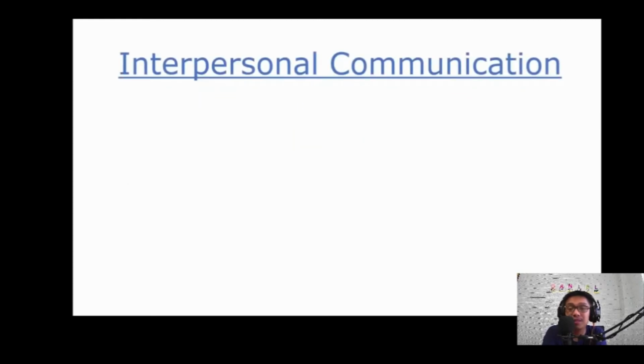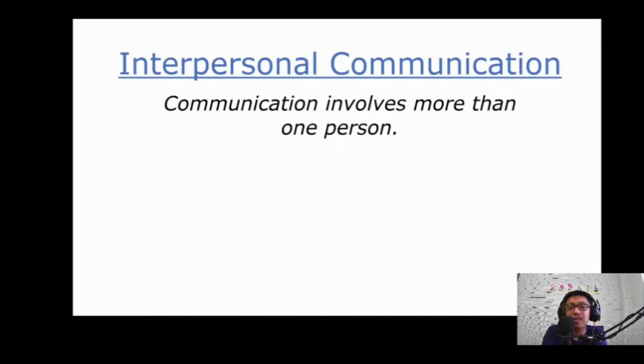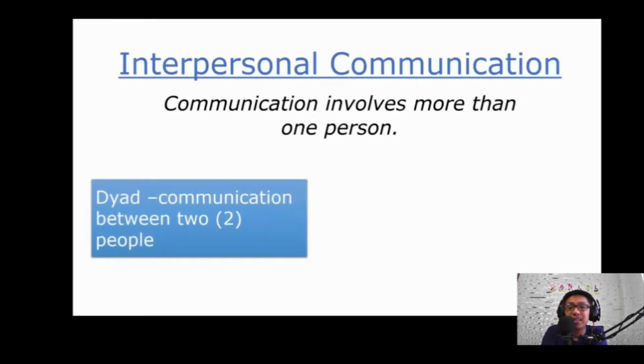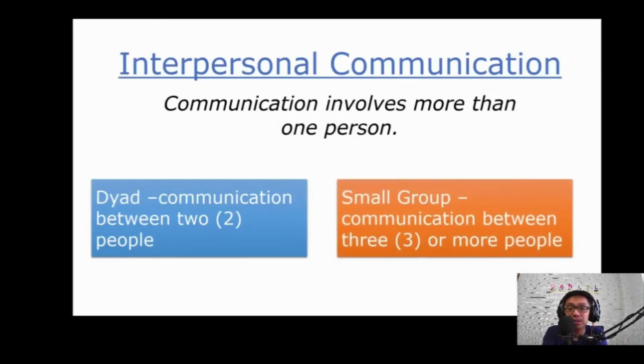Next is interpersonal communication. So what is this? This is communication that involves more than one person. So of course, this is in contrast to intrapersonal communication, which only involves one person. For interpersonal, we have more than one. Okay, so we have examples of interpersonal communication. Number one, we have dyad. Okay, dyad is communication between two people. Okay, so it involves two people talking to each other. And we also have small group communication. Okay, so small group is communication between three or more people. Actually, a maximum of around 13 or 15 is already considered small group communication.